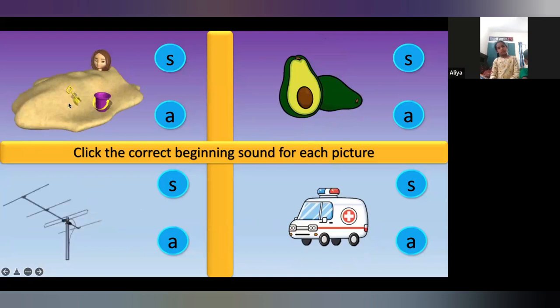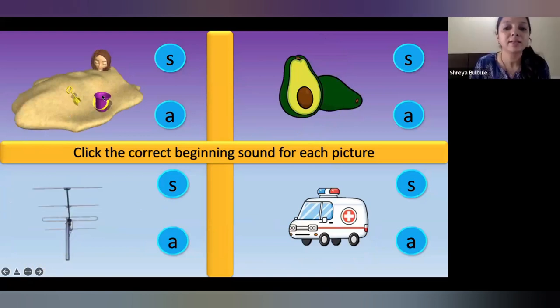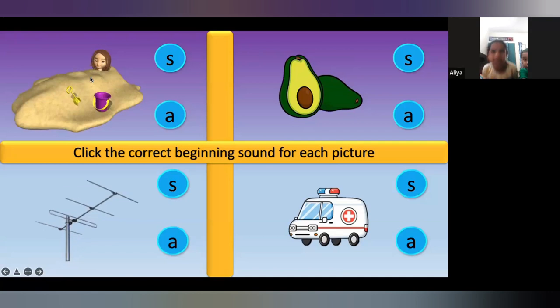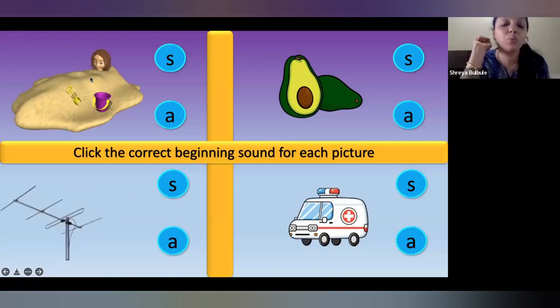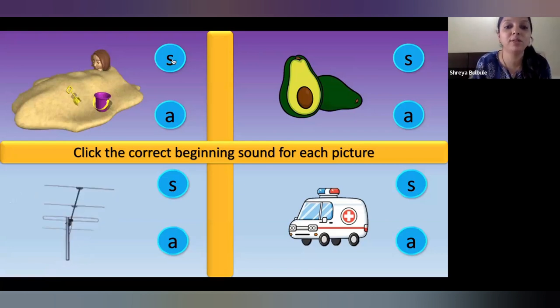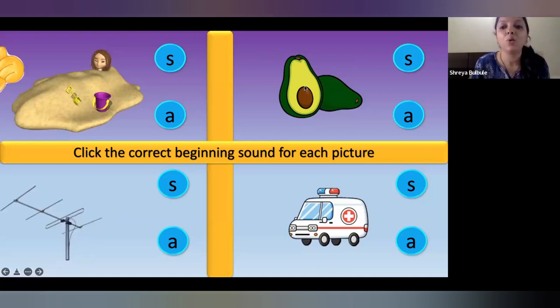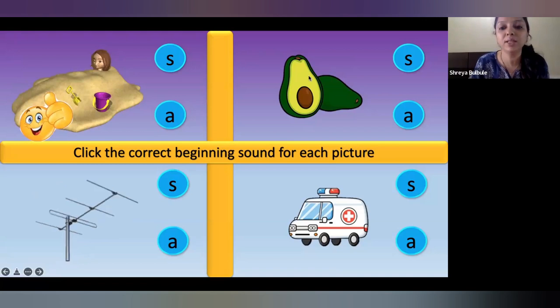Now tell me, what is this? The girl is sitting in a? Sand. What sound does sand start with? What sound do you hear in sand? Yes. Good job. So I will select S. Correct.